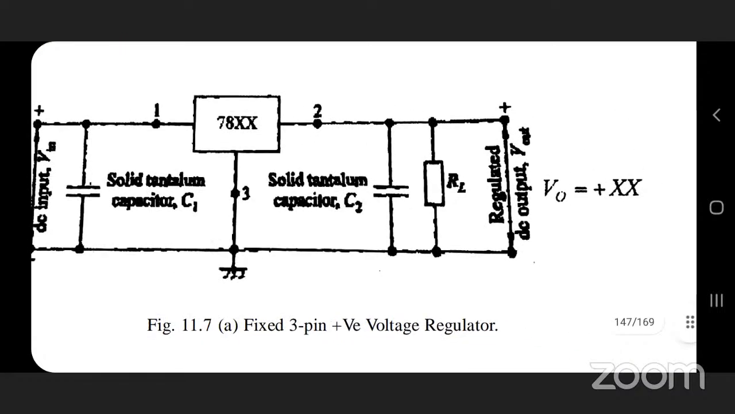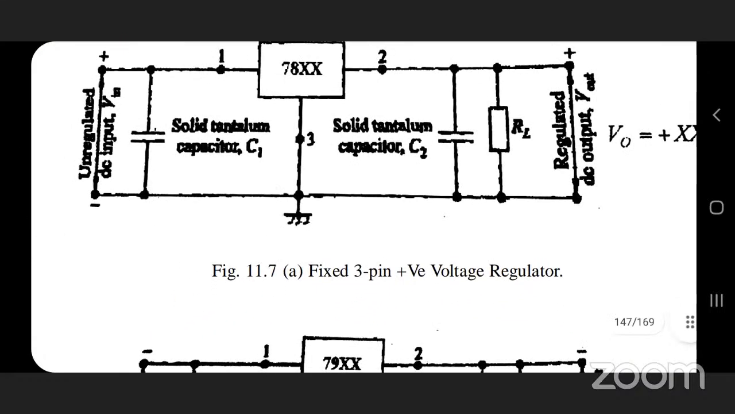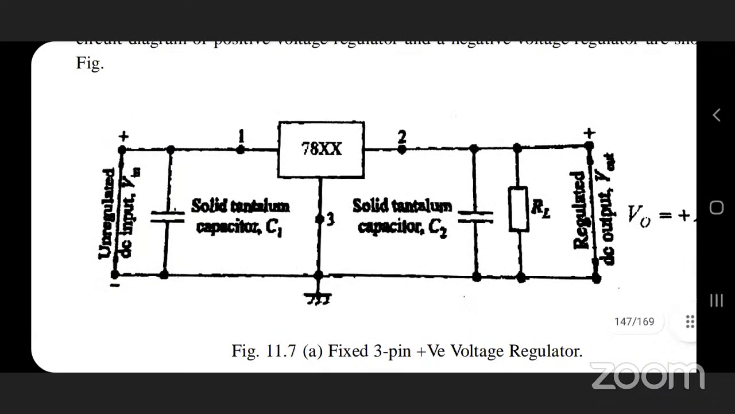What is the output voltage? That's it. Only 3 pins: 1, 2, 3. How many pins are there? Okay, fixed 3-pin positive voltage regulator.